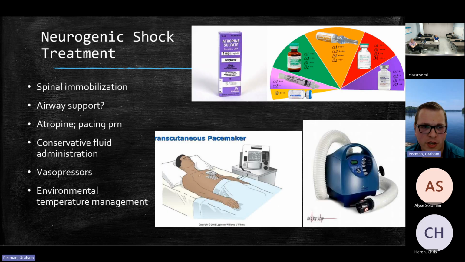So all of these interventions that we've been talking about: vasopressors, inotropes, pacing, whether chemically with atropine or transcutaneous pacing, and environmental temperature management, either by way of a cooling machine or a warming machine or blankets. Our patients can't do that themselves, so they need a lot of support.